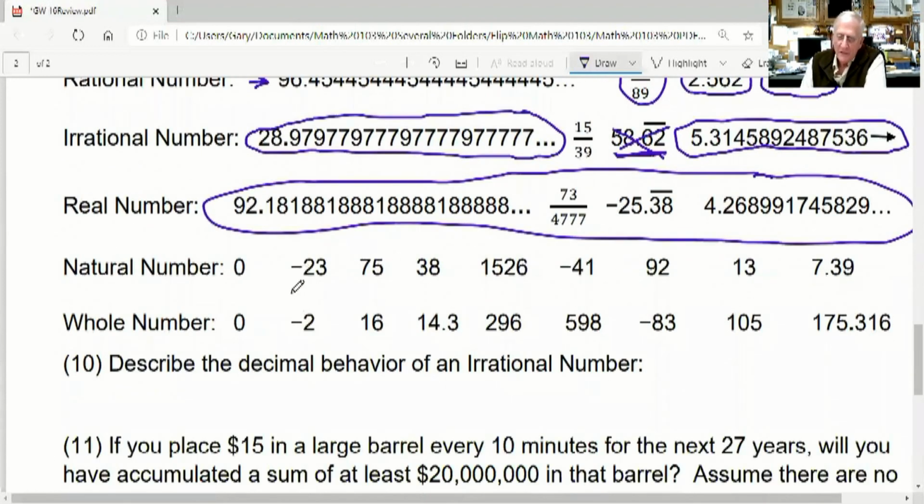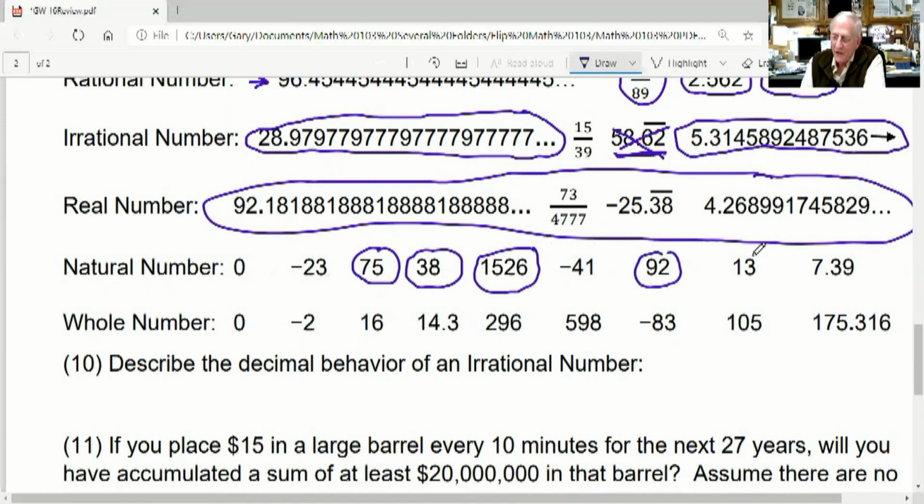All right, next, the natural numbers. Well, let's see. 0 is not a natural number. You did not learn to count with it. You may have counted up to 75 as a young kid. Can't have negatives. 38, 1526 if you counted that high. 92, 13. Of course, negative 41 is not a natural number because it is negative. And of course, this has a decimal on it, 7.39. No good.